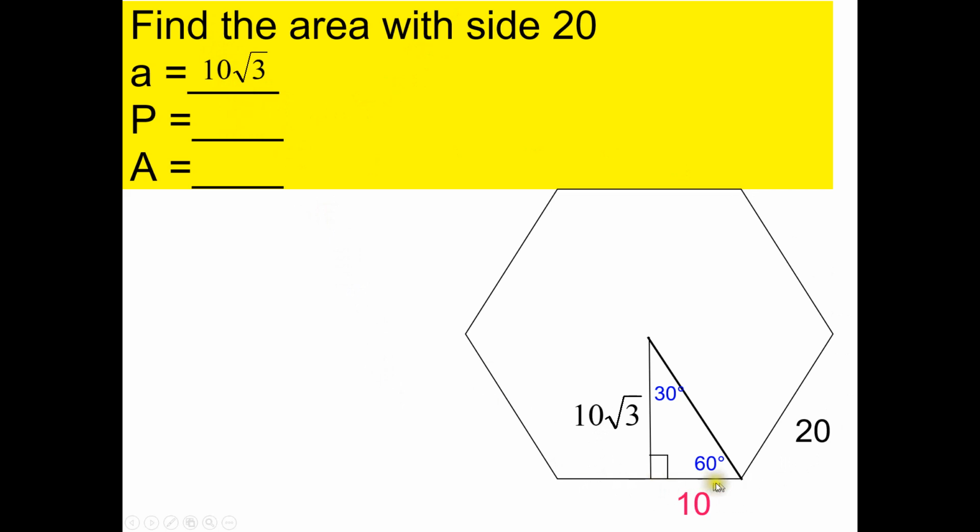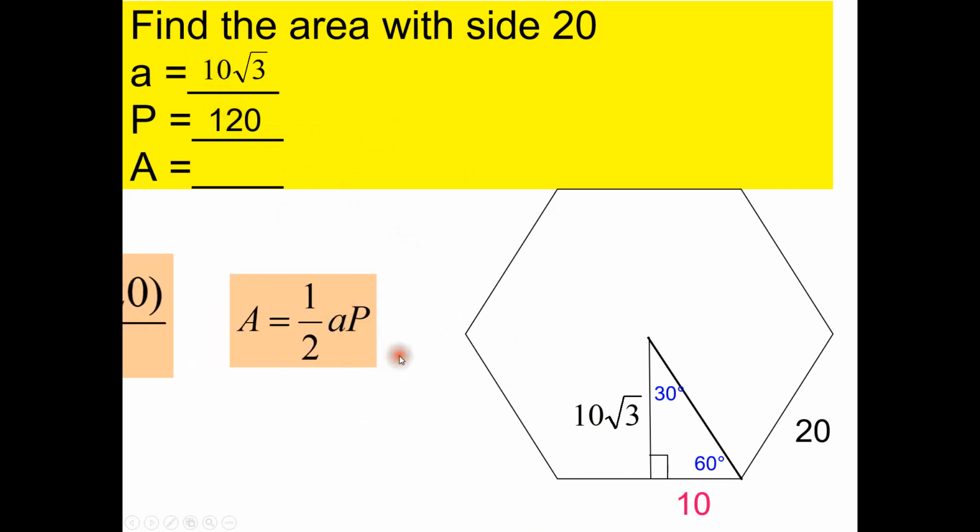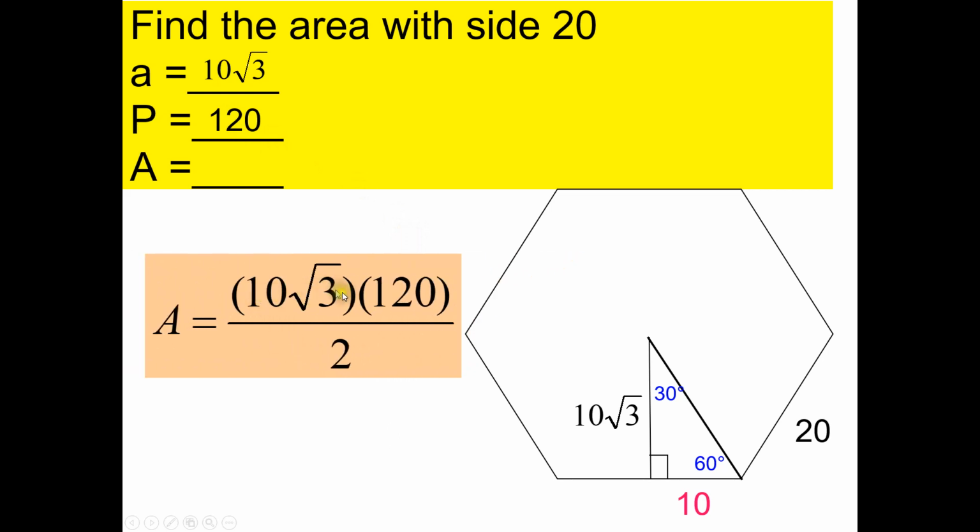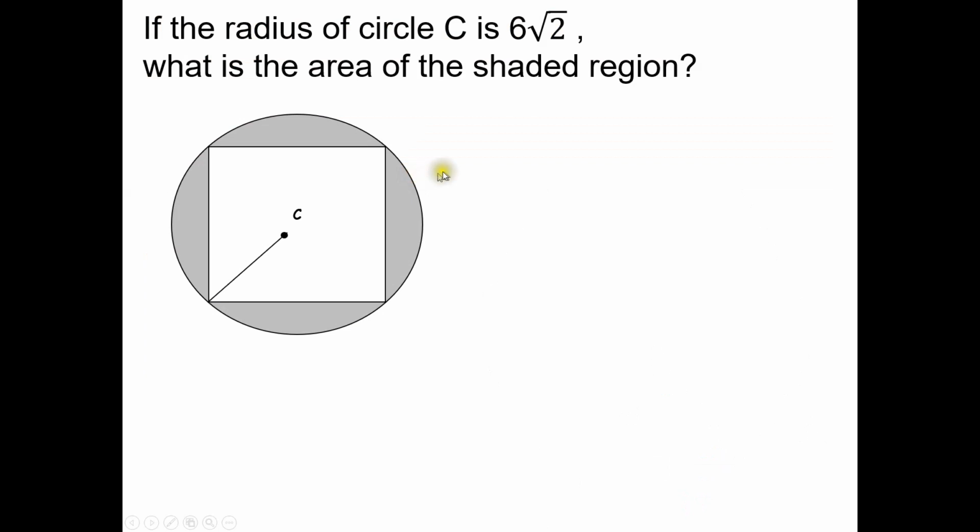Okay, so 10 is half a side, so the whole side is 20. 20 times 6 sides is 120, right? So I get 120 there, and then I take these two and multiply them together and divide by 2, because I use this formula. So 10 radical 3 is the apothem times the perimeter divided by 2. So 10 times 120 is 1200, divided by 2 is 600, so it's 600 radical 3. Or it could be a decimal of some kind, 600 times 1.7.